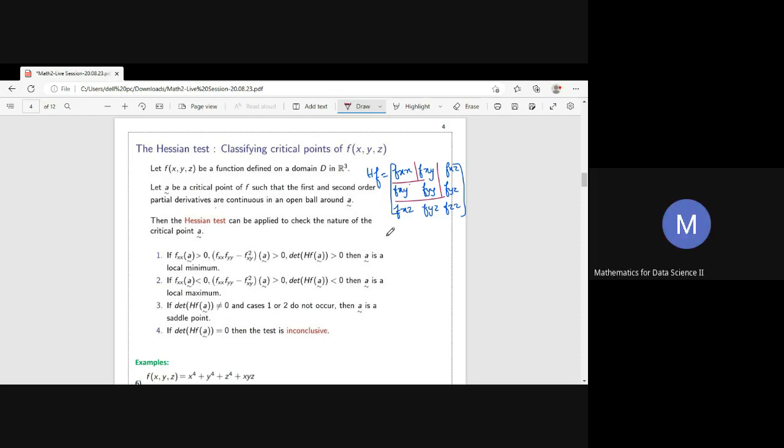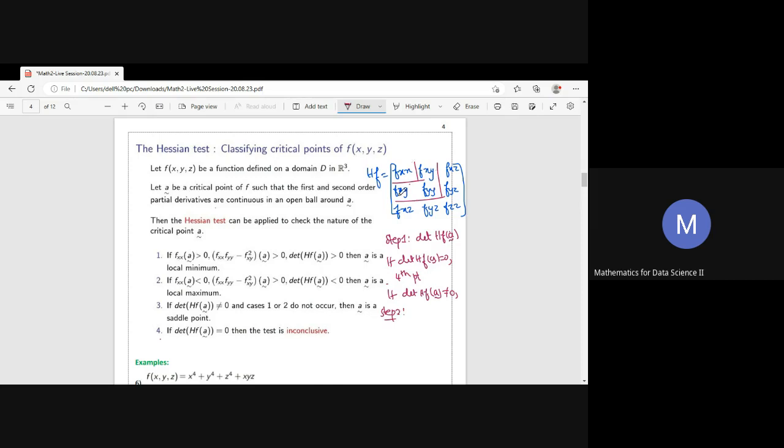Okay. So step 1 is that you have to find the determinant of Hf of A tilde. If the determinant of Hf of A tilde is 0, you directly write that the test is inconclusive. You write it as the fourth point. And if the determinant of Hf of A tilde is non-zero, then you go to step 2. What is step 2?